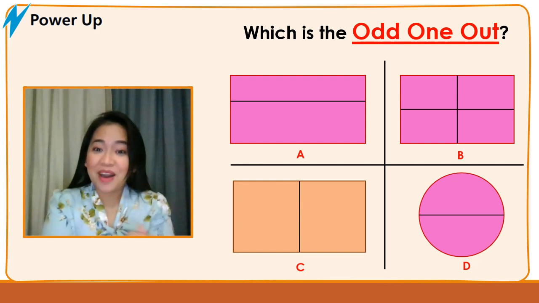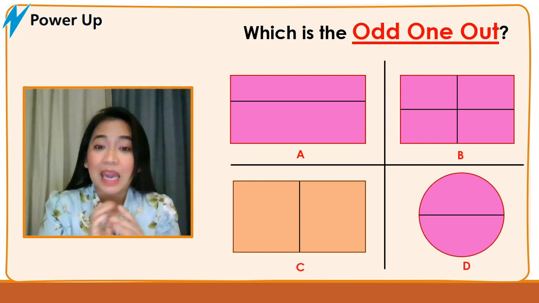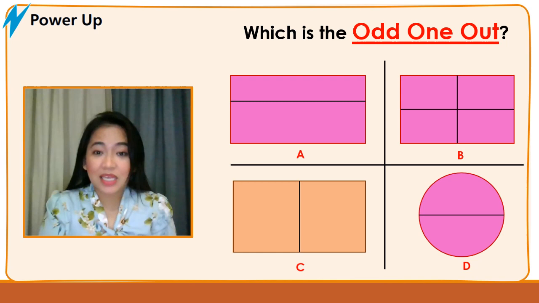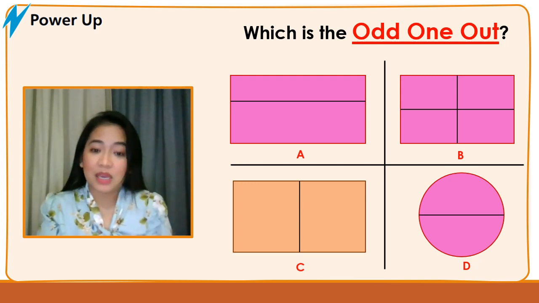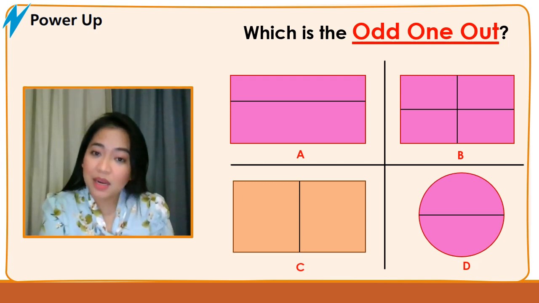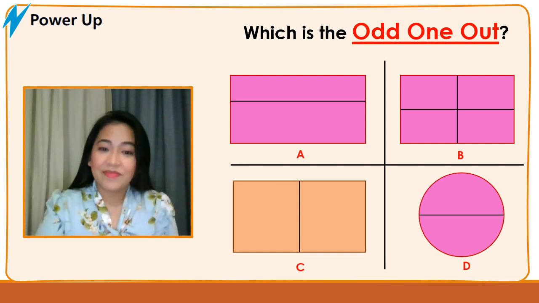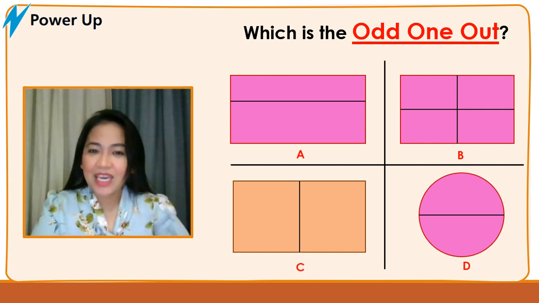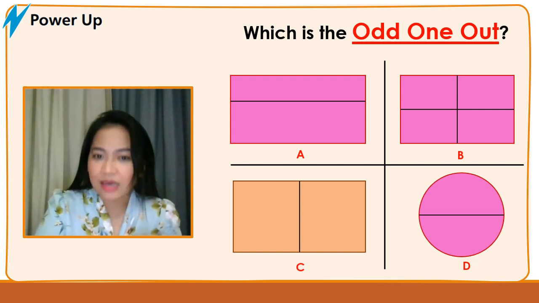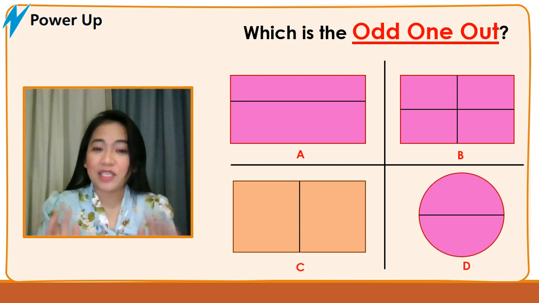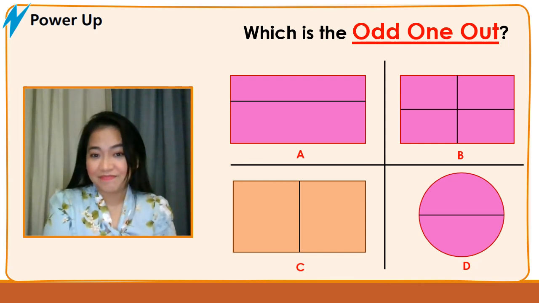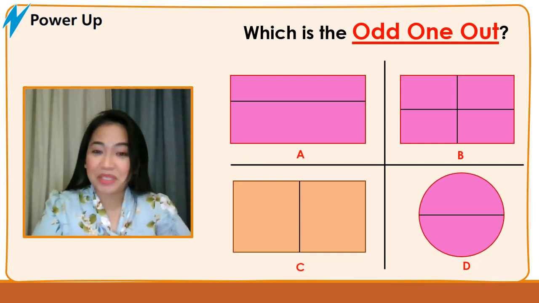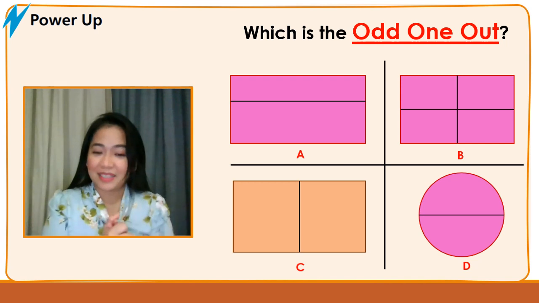Well, you are right. It could also be A because it's the only shape that is not divided into equal parts. As you can see, one part is bigger than the other. And yes, it could also be B because it's the only shape that is divided into 4 parts. I am so impressed with all your answers.